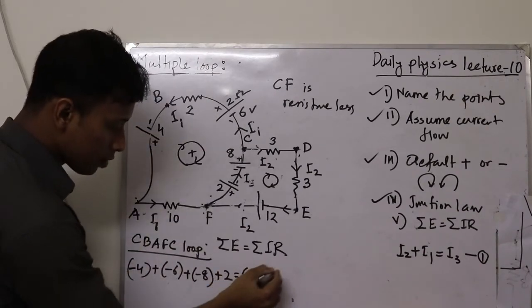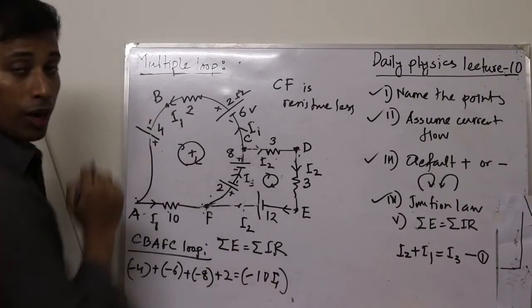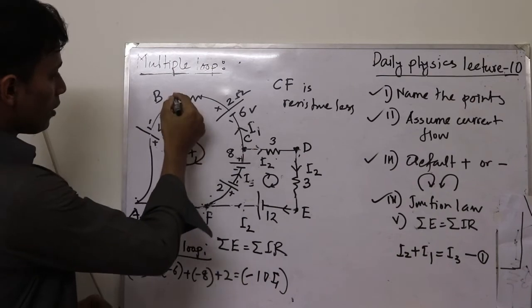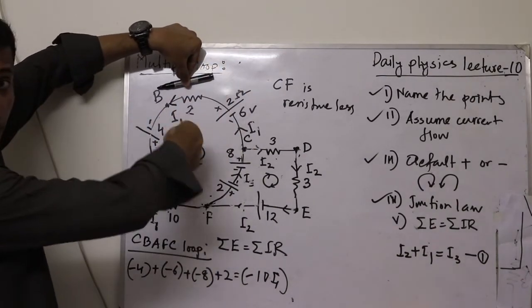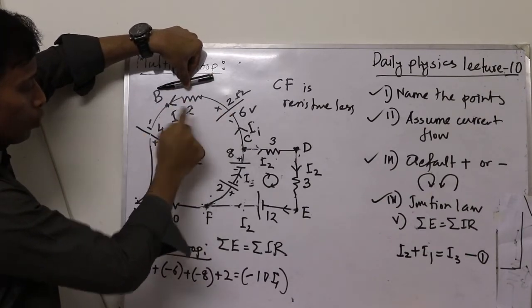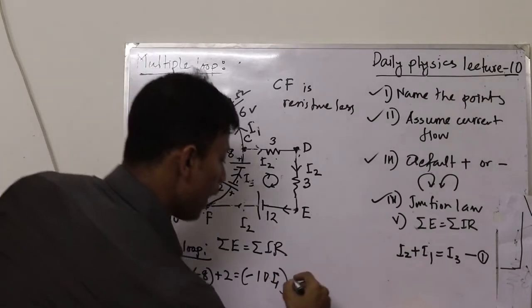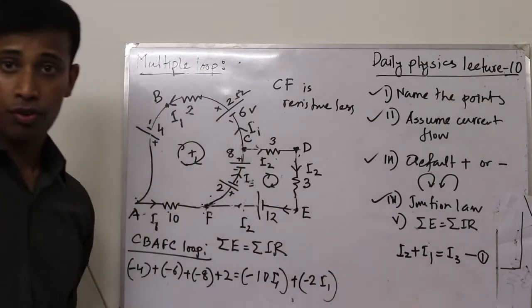So that's minus 10 I1. Okay, no problem. So what about this I2? This is the current flow. The current is flowing towards this direction and our default positive is clockwise, right? So this I1 through 2 is also negative. So plus 2 I1, this is another negative, right?